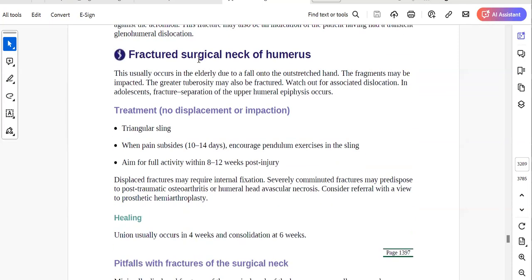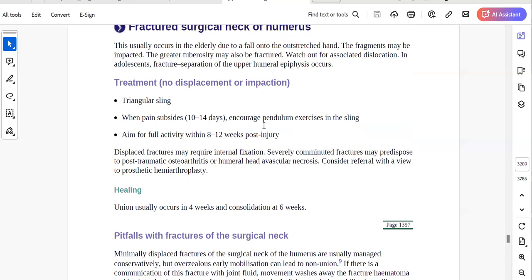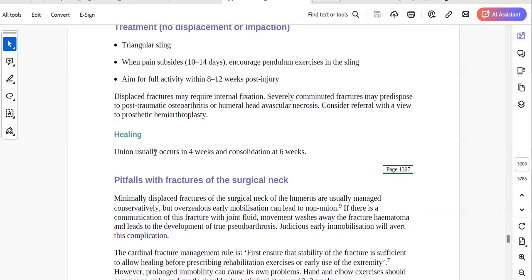For a surgical neck of the humerus fracture, if the neck of the humerus has a fracture, again the treatment is the same. You put the patient in a triangular sling, and when the pain subsides, the patient can gradually start going to the physiotherapist. Usually healing of an upper limb fracture takes 4 weeks.